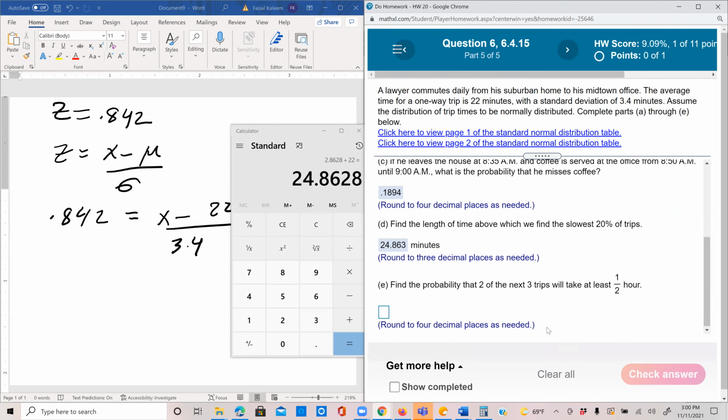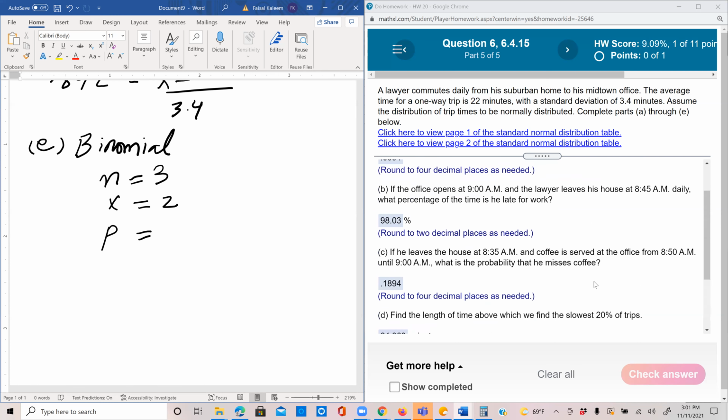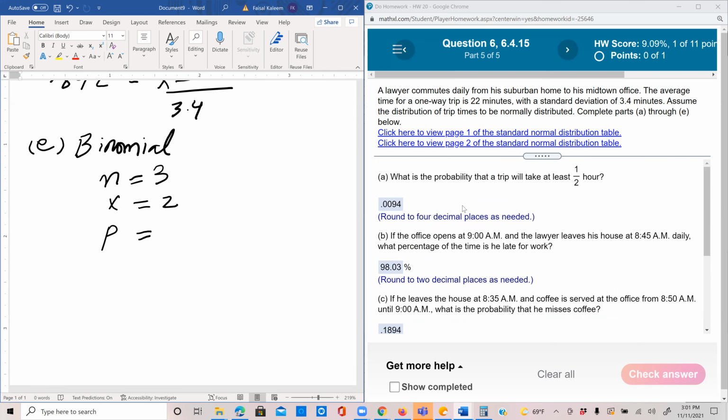Okay, find the probability that 2 of the next 3 trips will take at least half hour. So now this is a binomial distribution because we are talking about either taking at least half hour or taking less than half hour. So n is equal to 3 because we are talking about a total of 3 trips and we want 2 of them, so x equals 2, to take at least half hour. The probability for one trip to take at least half hour was calculated in part A, so that's 0.0094. So binomial.